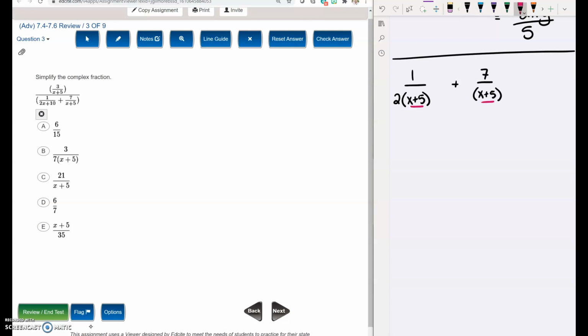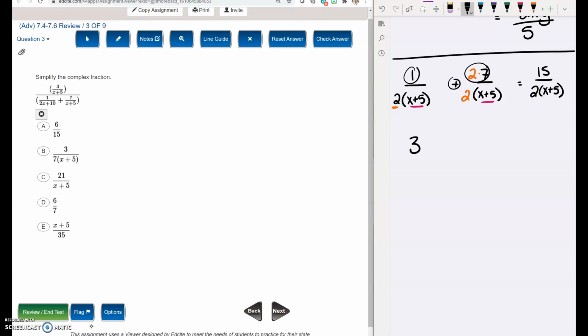Both of these have an x plus 5. The first one has a 2, the second one needs a 2, but if you multiply the bottom by 2, you have to also multiply the top by 2. So what do we really have here? We have 1 plus 14, that would be 15. And on the bottom we have 2 times the quantity x plus 5. Now that is really the bottom of this complex fraction.